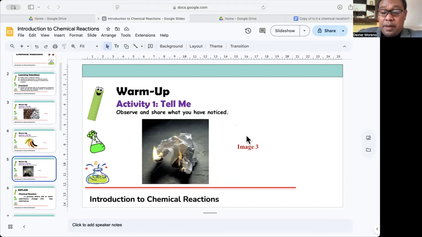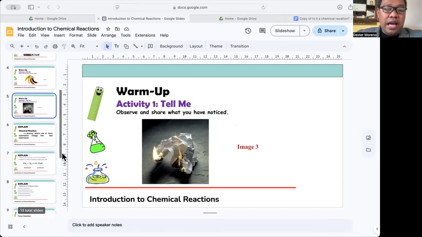Right, it's a burning paper. You're right, Dave. And what do you notice? Correct, there's a light, okay? And what do you think will happen after a minute? Very good, it will turn into ash. And do you think ash can be brought back to its original formation? Definitely no. So these are all examples of a chemical reaction.